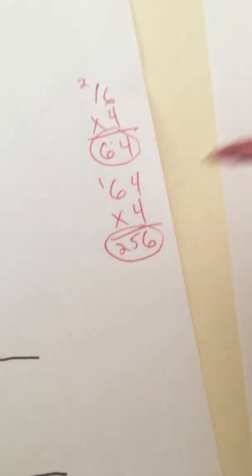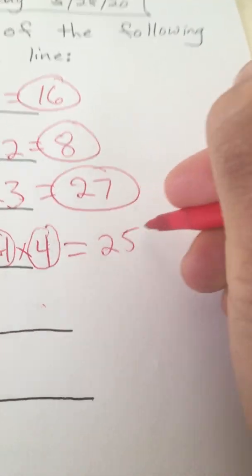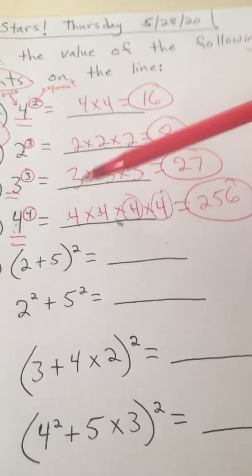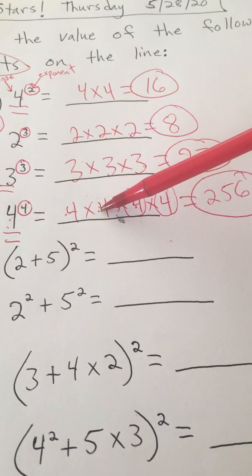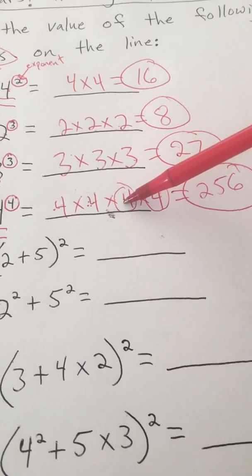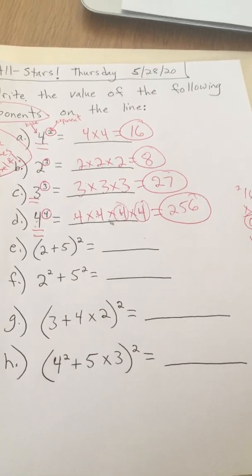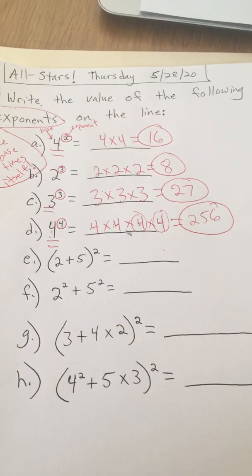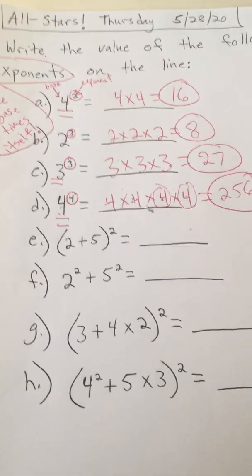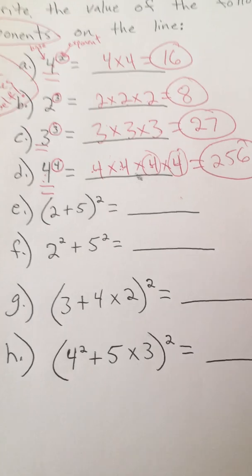It's 256. Then I'm just going to go back and double check and make sure I did it right. 4 times 4 is 16, 16 times 4 is 64, 64 times 4 is 256. So that was a tough one. Give yourself some snaps if you got that right. That means you know your exponents. Nice work.